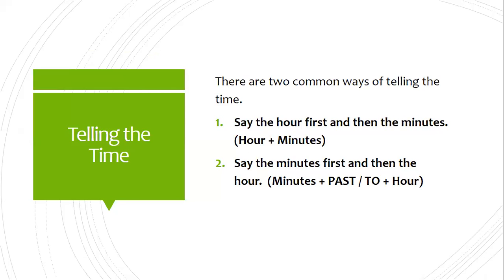Okay, and when we say the minutes first, there are some expressions that we are going to use, for example, past or to. Okay, hay dos formas en las que nosotros podemos decir la hora en inglés. La primera es igual a como nosotros lo hacemos en español, que primero decimos la hora y después los minutos. Y la otra es que decimos primero los minutos y luego las horas, ¿ok? Pero en ese caso, tengo que usar ya sea past o to, ¿ok? So we are going to be studying both ways. How to say the hour first and then the minutes, and how to say the minutes first and then the hour, ¿ok? Ambas maneras las vamos a ir aprendiendo, ¿ok?